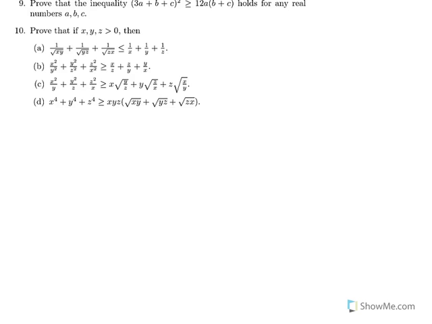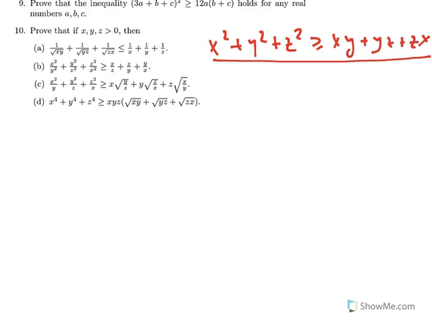To solve exercise 10, remember the inequality that we solved previously: x squared plus y squared plus z squared is greater than or equal to xy plus yz plus zx. Well, this inequality is true for any x, y, z, but here we are given positivity in the inequality. x, y, z are positive. Then prove that 1 over square root of xy plus 1 over square root of yz plus 1 over square root of zx is less than or equal to 1 over x plus 1 over y plus 1 over z.